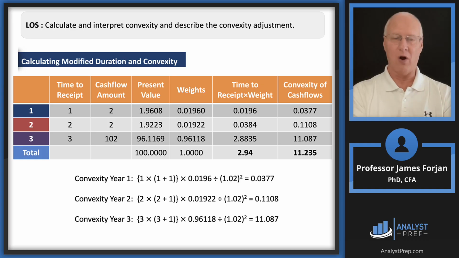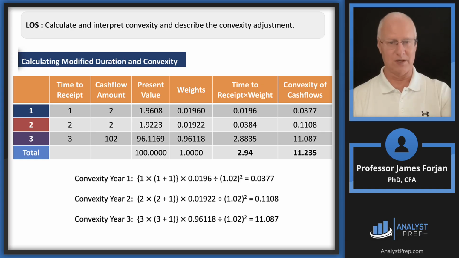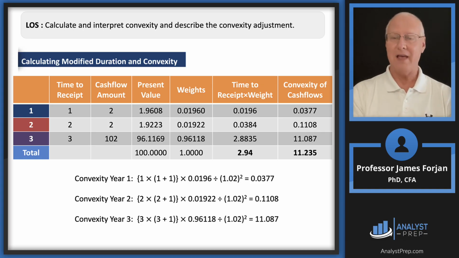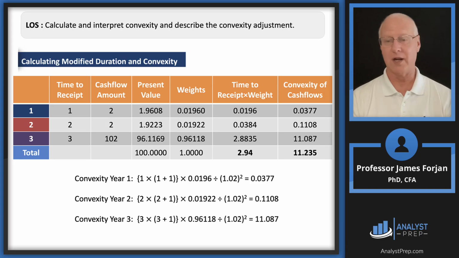So remember, all we're doing in this first part is we're going to say 1, 2, 3 times 1 plus 1, 2, 3. All right, that's the first part. And then all we're going to do is multiply it by the column of weights, which we did for duration. So, right, we're piggybacking on our duration conversation. So there's the 196 and the 1922 and the 96118. And then all we're going to do is divide that thing by 1 plus the yield, right?